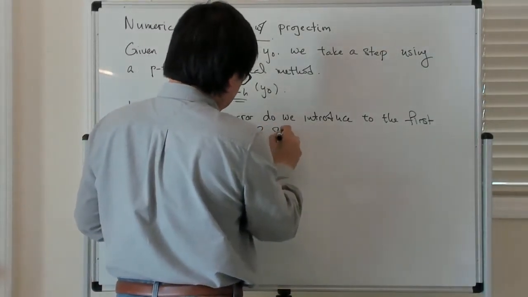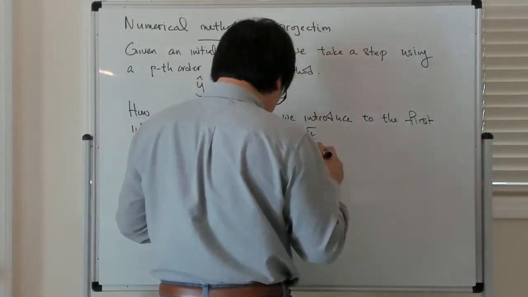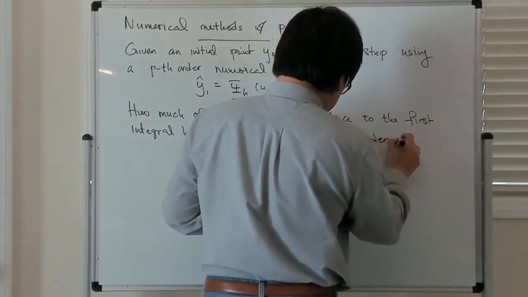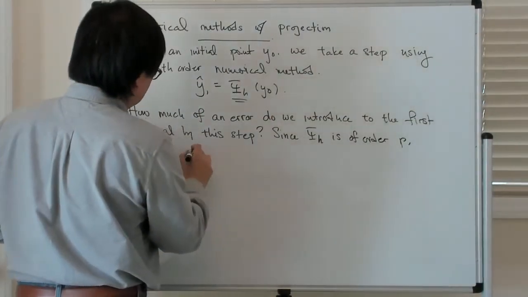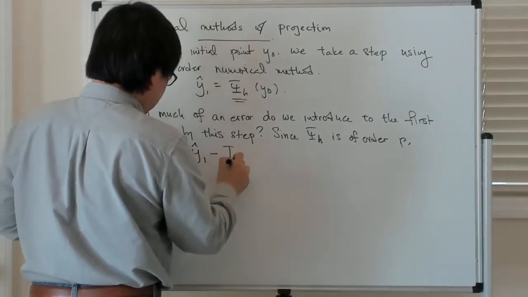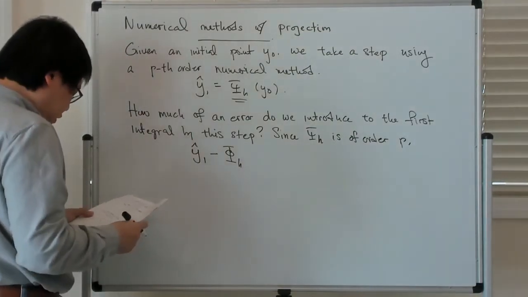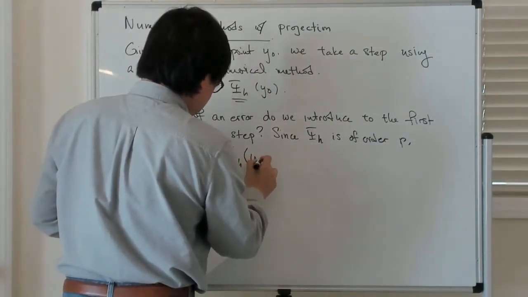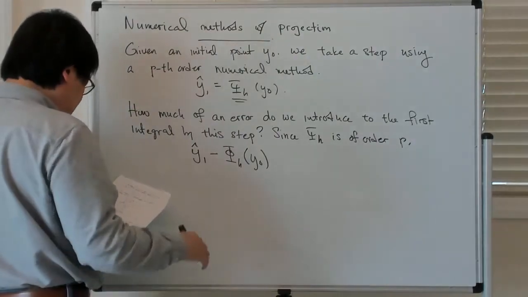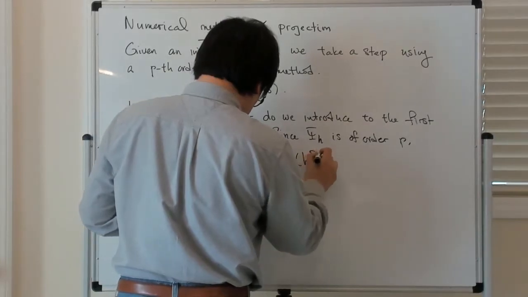Okay. So since the one-step method psi of h is of order p, what that means is that y1 hat minus phi of h, which is the exact flow map, applied to y0, so I'm comparing the numerical method with the exact solution for the initial condition y0, is big O of h to the p plus 1.